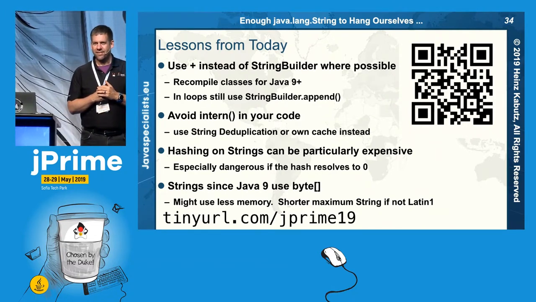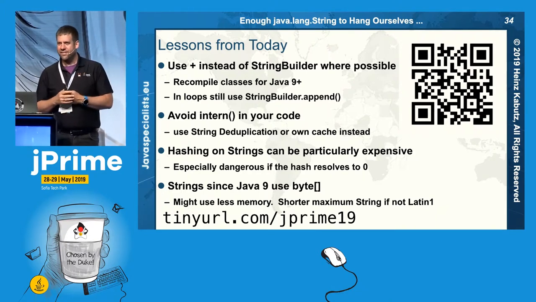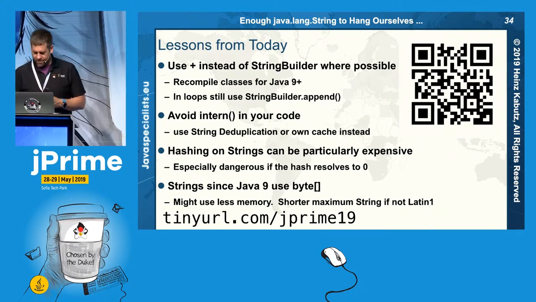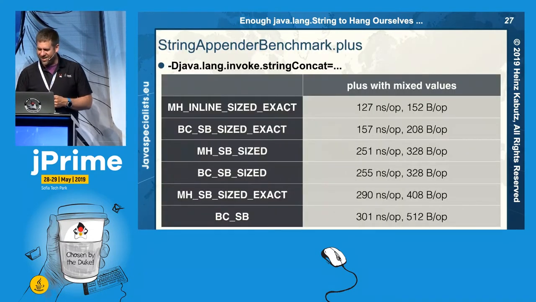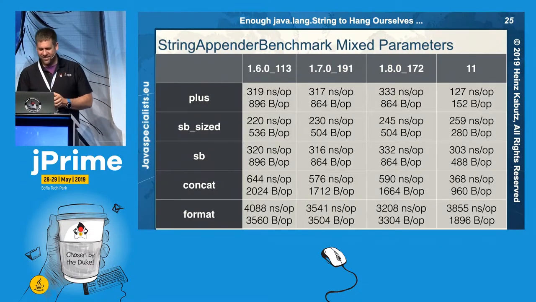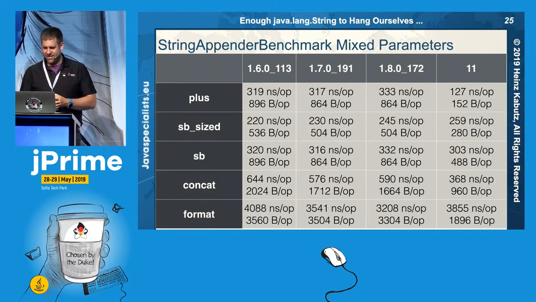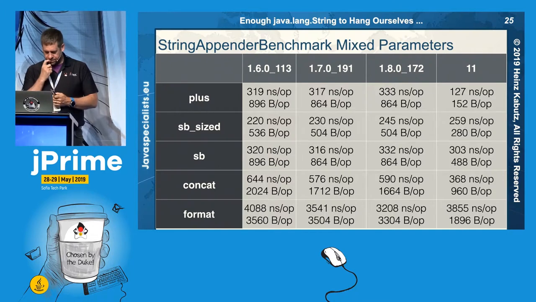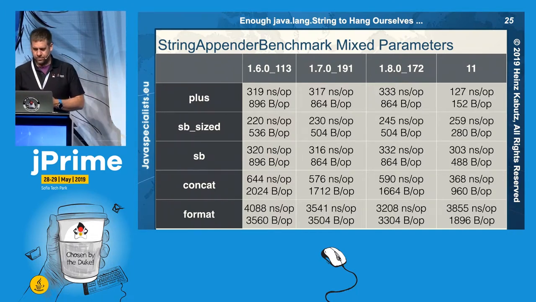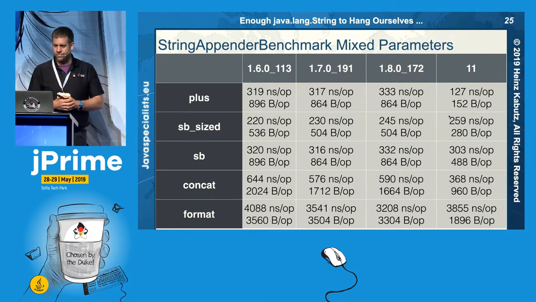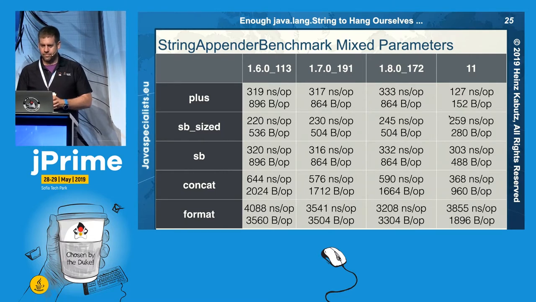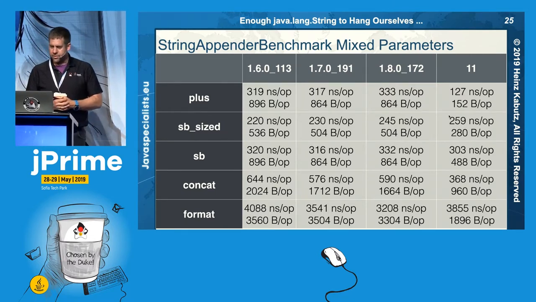Yes. Hi, thanks for the presentation. Can you go back to slide 25? Yeah, exactly. When I look at the Java 11 and the CB string builder sized, I don't understand why it's the slowest one from all the Javas, but the size, 280 bytes, is the smallest one. And also the slowest one. It doesn't make sense to me. How is this possible? Do you have any explanation for that? I don't.